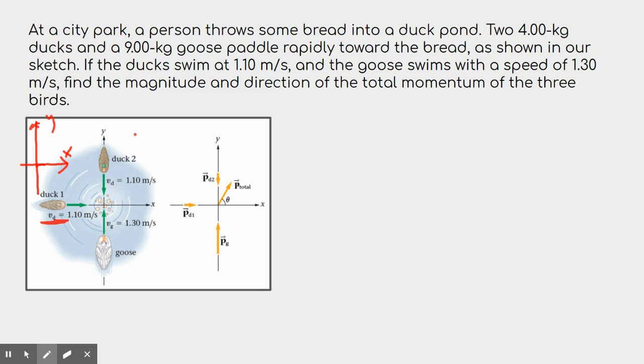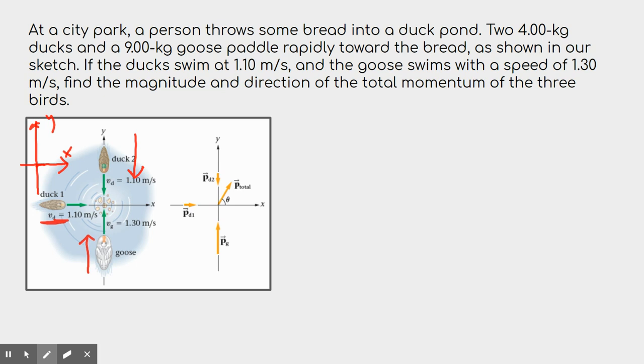And then we have duck 2 who's coming in this direction, and we have the goose who's moving upward towards the origin. I've given you some information about the velocities, and I want you to find the magnitude and the direction of the total momentum of the 3 birds. Okay. We obviously have stuff happening in both the x and the y directions right now, so we're going to have to factor that in.